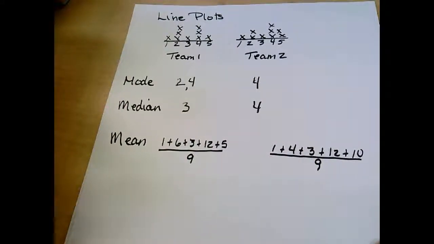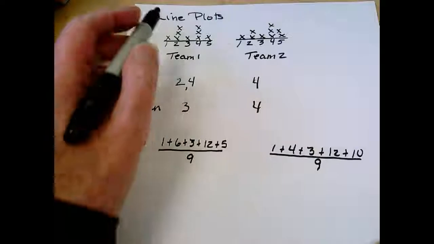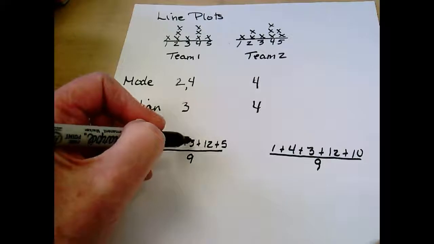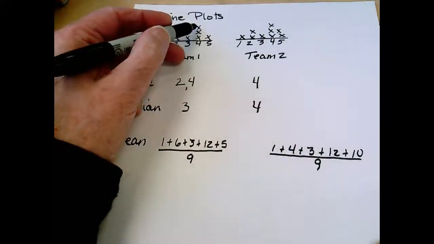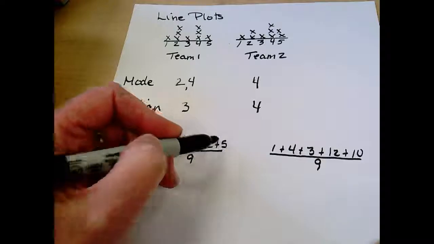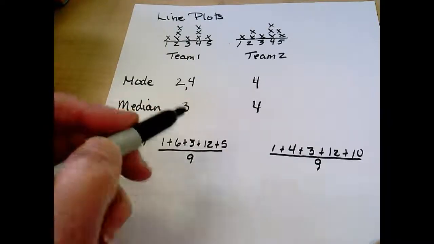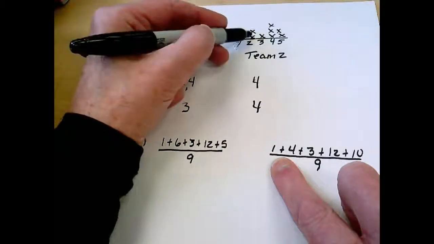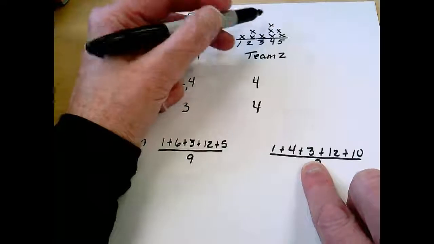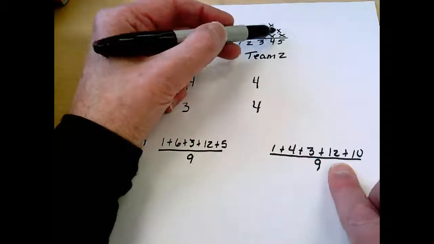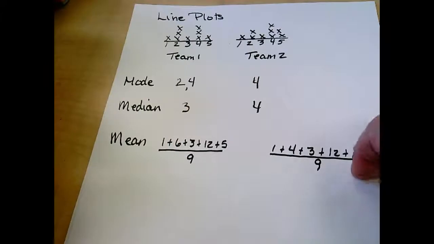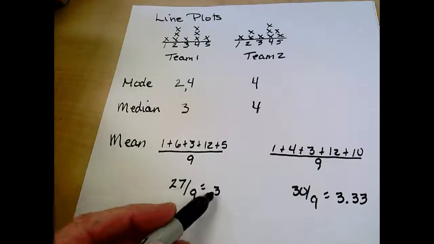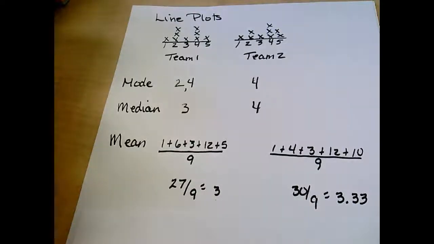So with mean, I add all my values up. So I have a 1, and I have 3 2's there, so I'm just going to write 6, a 3. I have 3 4's, which is 12, and 5. So add all my points up, divide by 9. With Team 2, I have a 1. I have 2 plus 2, which is 4, 3, again 3 4's, which is 12, and 2 5's, which would be 10, divide by 9. So I get 27 divided by 9 is 3, 30 divided by 9 is 3.3.